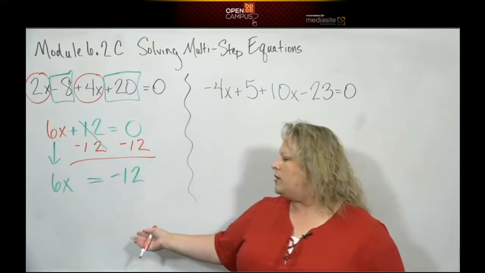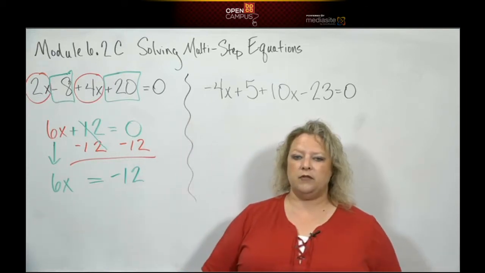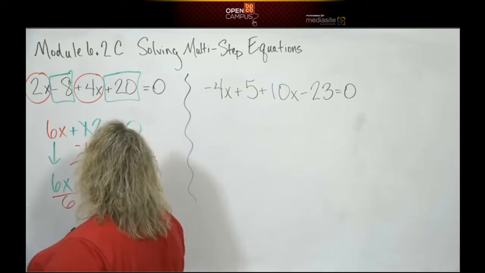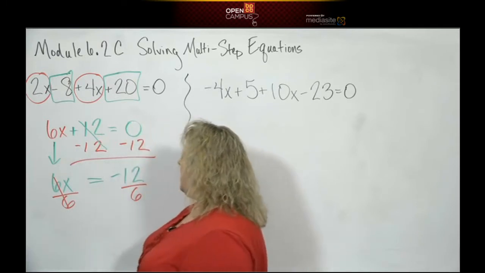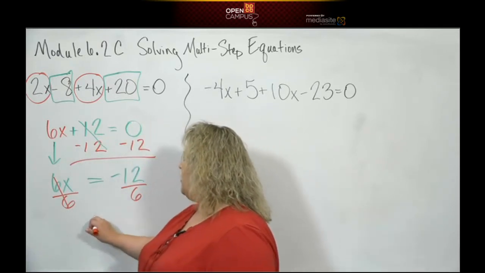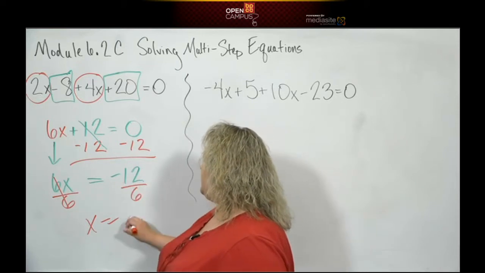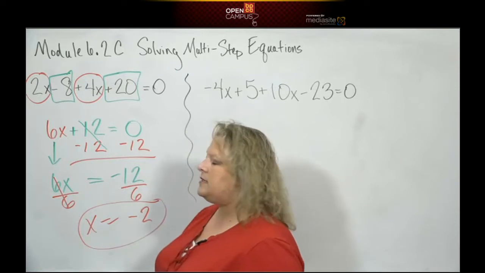So now I'm down to a one-step equation. My one-step equation says 6x is equal to -12. So how do I undo that? By doing division, because division is the opposite of multiplication. So 6 divided by 6 is 1, so that would be 1x. 12 divided by 6 is 2, and that's negative, so it's -2. So my solution is -2.